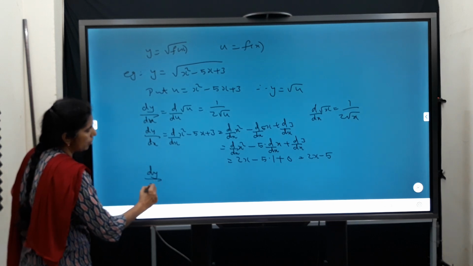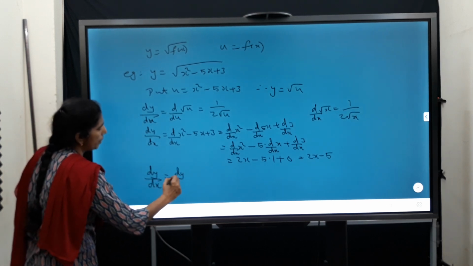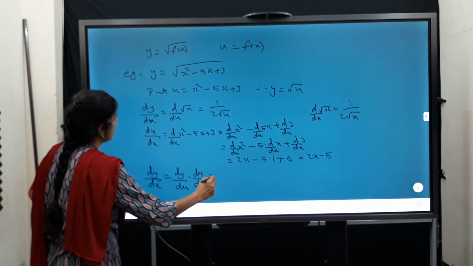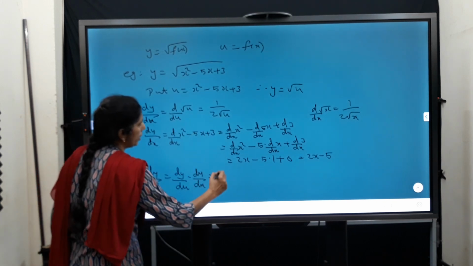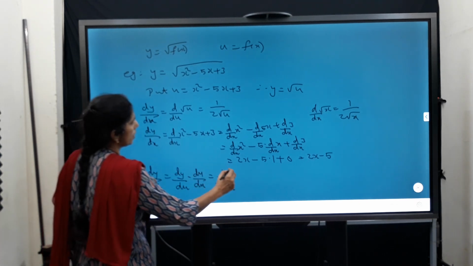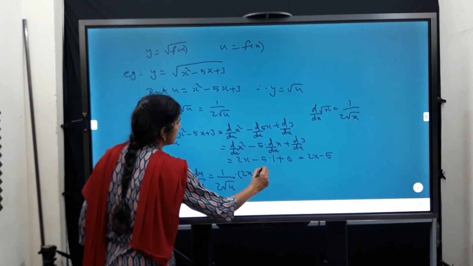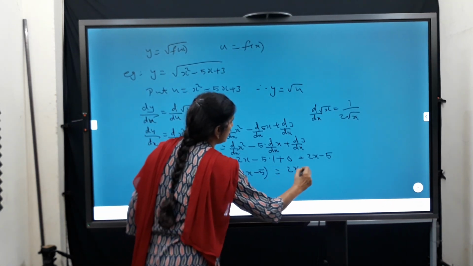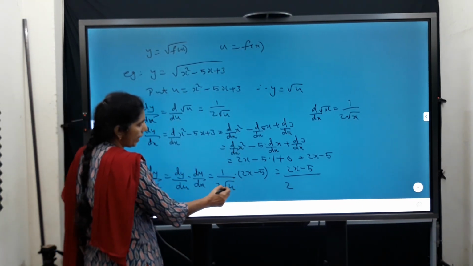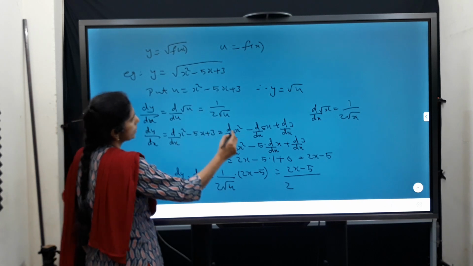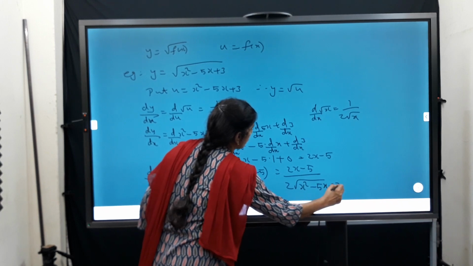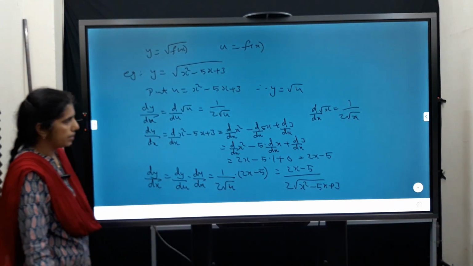Finally, apply the chain rule. dy by dx equals dy by du into du by dx. That is equal to, our dy by du is 1 upon 2 root u and du by dx is equal to 2x minus 5. So it is equal to 2x minus 5 upon 2 into, now finally substitute the value of u. Our u is x square minus 5x plus 3. So 2 into root of x square minus 5x plus 3.